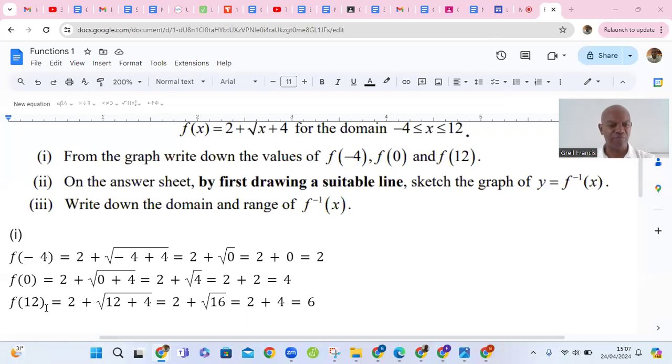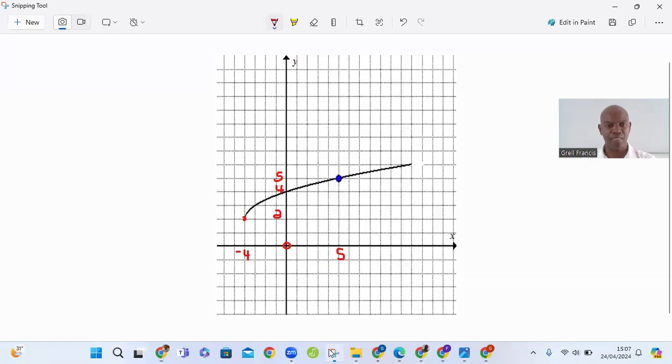So as we can see, f of 12 is actually equal to 6. Substituting 12 in the place of x, we've got 12 plus 4 is 16. The square root of 16 is equal to 4. 4 plus 2 is 6. Let's prove that in the graph.